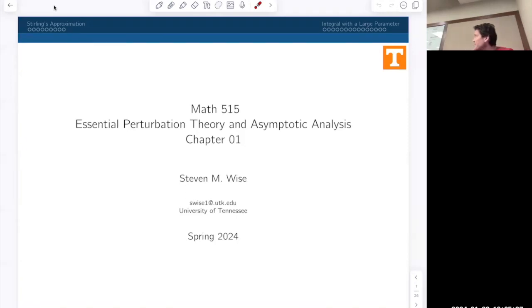My name is Stephen Wise, and I'm the instructor for this course. The course is numbered 515, and it's called, I think, Analytical Applied Mathematics or something like that. It's often a topics course, and this time I'm teaching it as a topics course where I'm going to cover asymptotic methods and perturbation theory. There's a Canvas portal for this course.